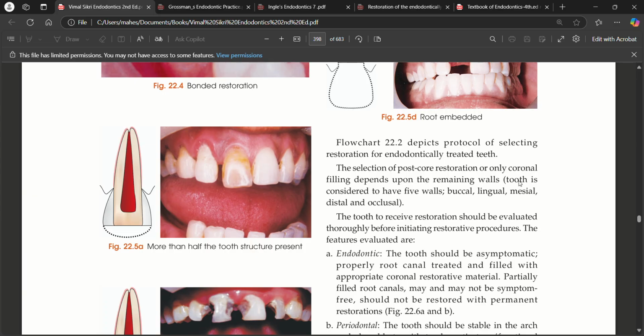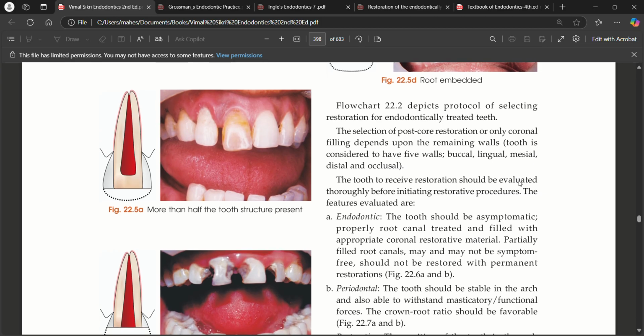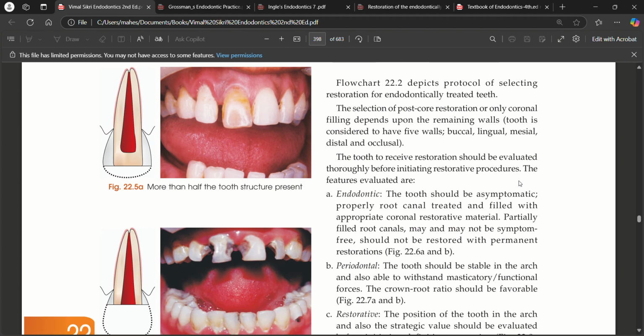The features evaluated are the endodontic. The tooth should be asymptomatic, properly root canal treated, and filled with appropriate coronal restorative material. Partially filled root canals may not be symptom free. Should not be restored with permanent restoration.